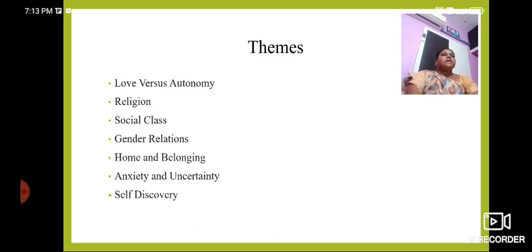So actually the novel focuses on themes like love versus autonomy, religion, social class, gender relations, home and belonging, anxiety and uncertainty, and self-discovery. So these are the main themes that are focused on in this novel.